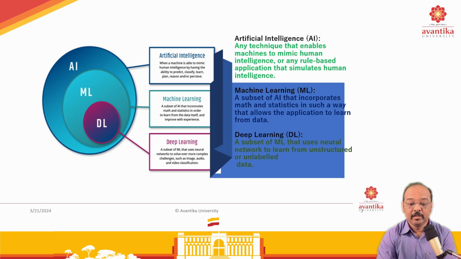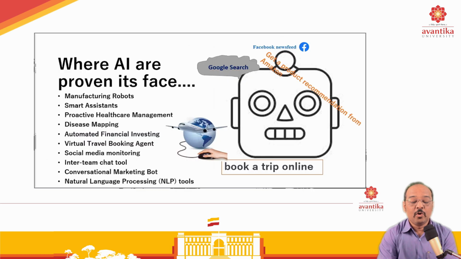Machine learning, the subset of AI, incorporates mathematical analysis, statistical analysis, and learning from the data. That is machine learning. And deep learning is a subset of machine learning, which is learning from unstructured, or I may say unlabeled, data. So we will see where AI is proving its face.